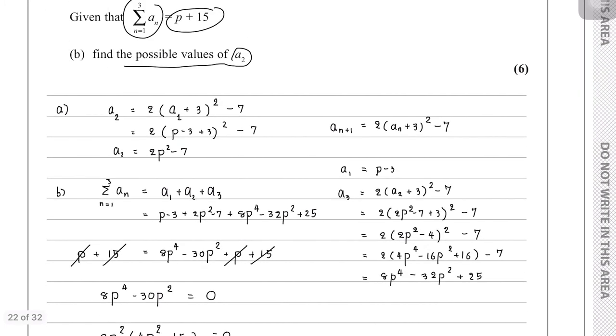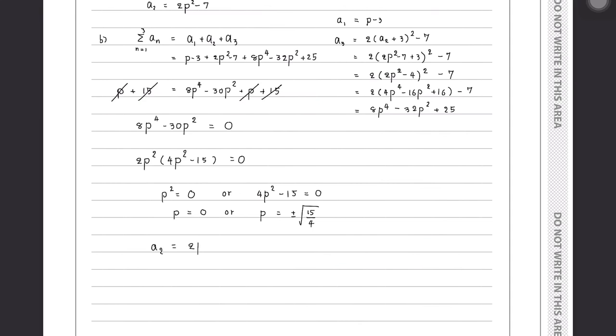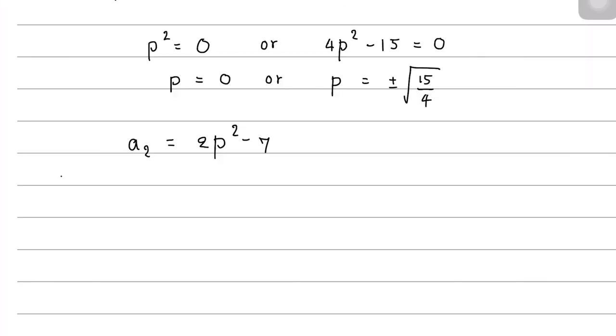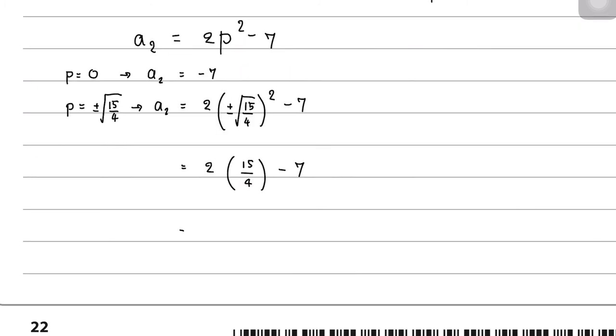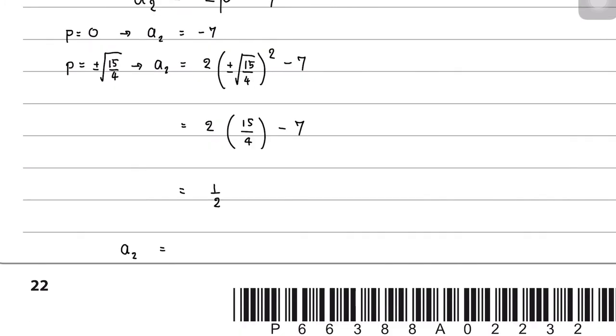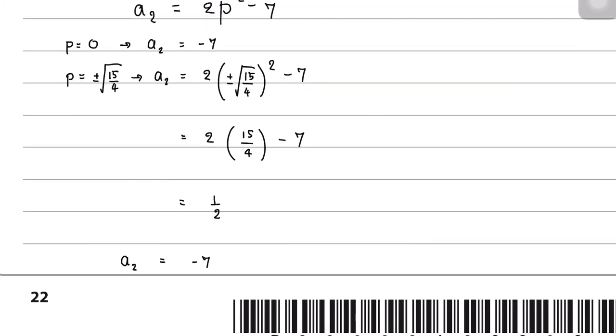So then we have to use the values of p to find the values of a2. We can see that a2 equals 2p squared minus 7. So when p equals 0, a2 will be negative 7. And when p equals plus minus square root 15 over 4, a2 will be 2 times plus minus square root 15 over 4 squared minus 7, which is 2 times 15 over 4 minus 7, which is 1/2. So the possible values of a2 are negative 7 and 1/2.